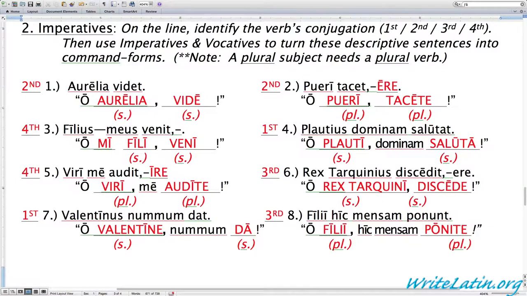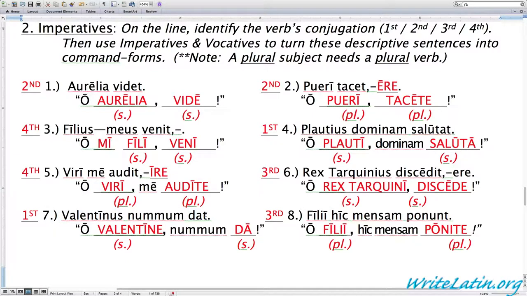This is going to be the weird one, where you have to stop the sound after the consonant and just kind of aspirate that last consonant with a short E. O King Tarquinius, depart. O Rex Tarquini, discede.